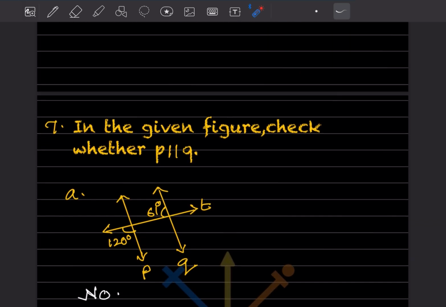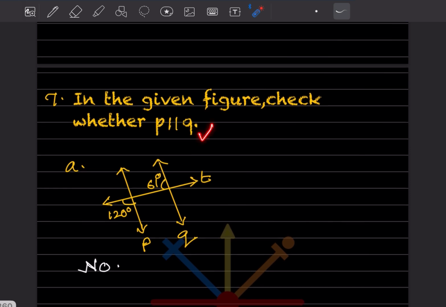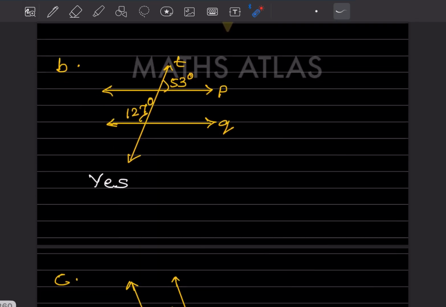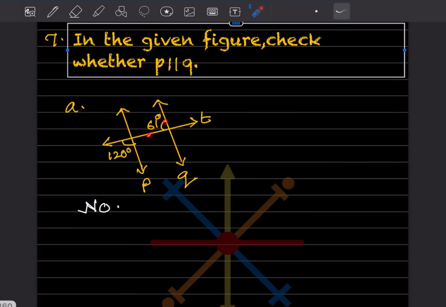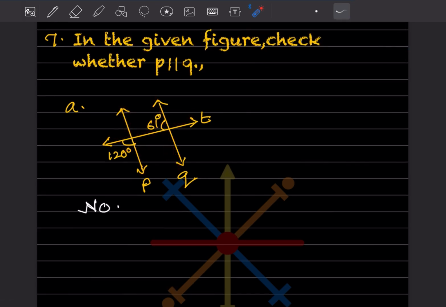In the given figure, check whether P is parallel to Q. Now you can see this is 120 and this is 60, and this is going to be the transversal. Whether these two lines are parallel, it doesn't satisfy. This is 120 and this is going to be 61. It doesn't satisfy any of the criteria. So we can say no, it's not parallel.